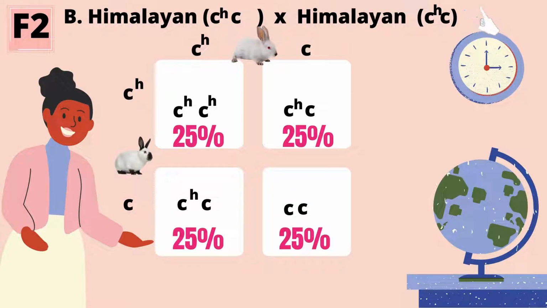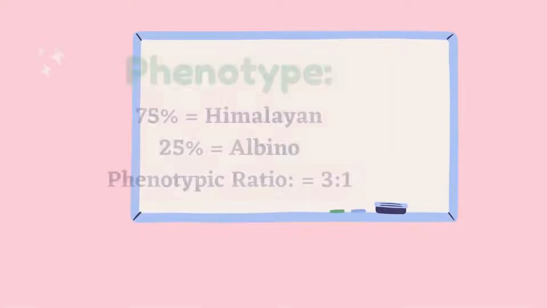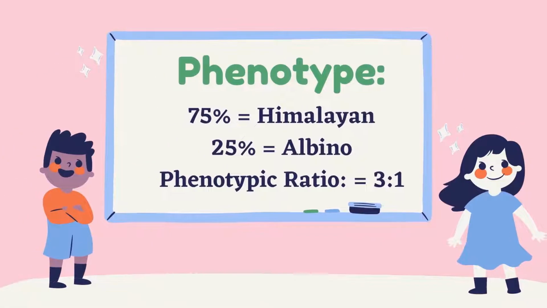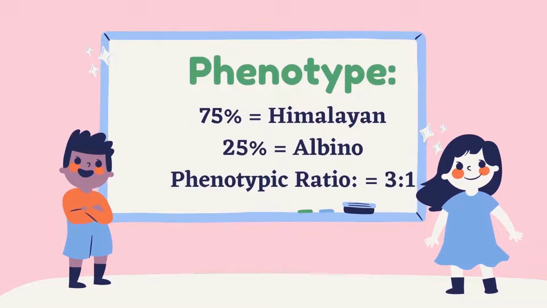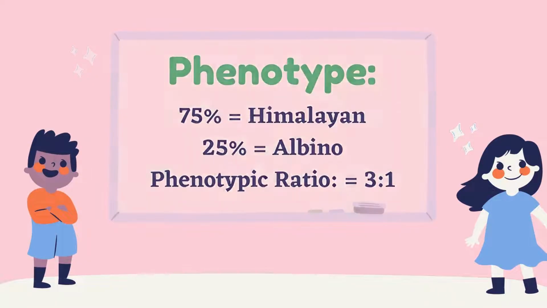Now, let us determine their genotype and genotypic ratio, and the phenotype and the phenotypic ratio. The genotype for F2 is 1 homozygous white with black spots, 25%, 2 heterozygous white with black spots, 50%, 1 homozygous pure white, 25%, and the genotypic ratio is 1:2:1. The phenotype is 75% Himalayan and 25% albino, and the phenotypic ratio is 3:1.